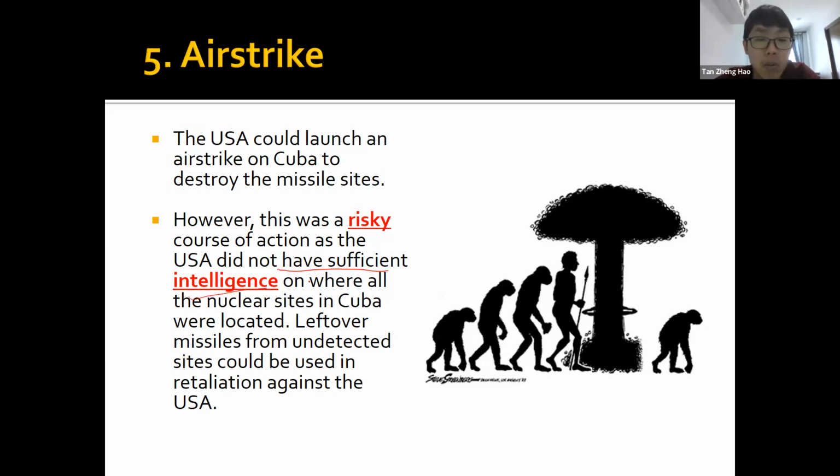Imagine I have 10 nuclear missiles. The US can bomb 8 of them. There are still 2 left that the US did not find. Now that you bomb me, I'll be tempted to retaliate and fire back. And with 2 nuclear missiles, I can wipe out 2 US cities. So the US was very afraid of using an airstrike because they were afraid of a counterattack.